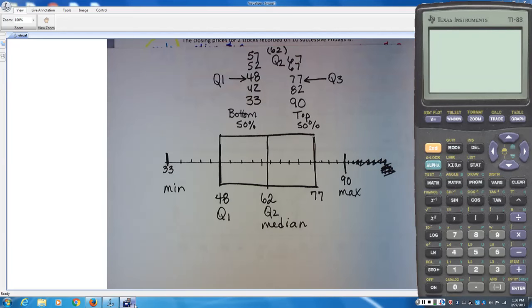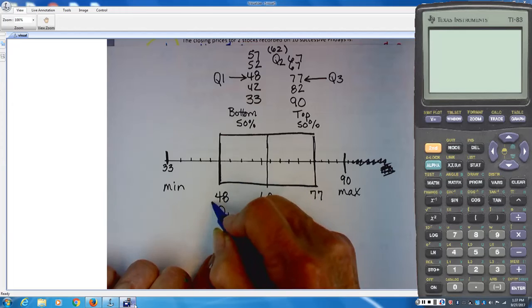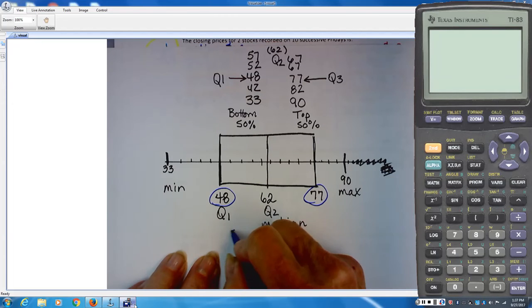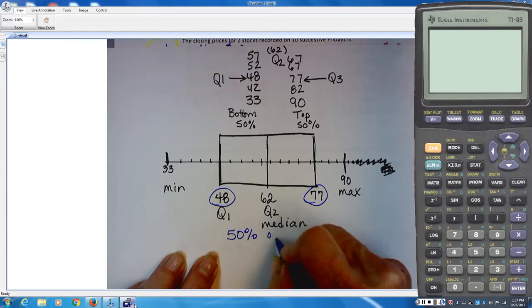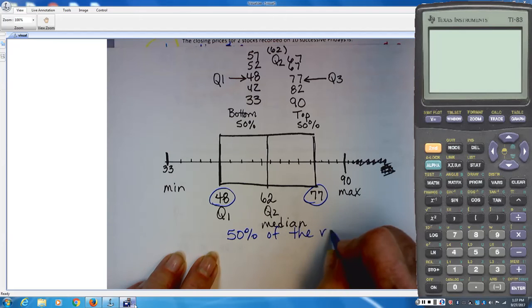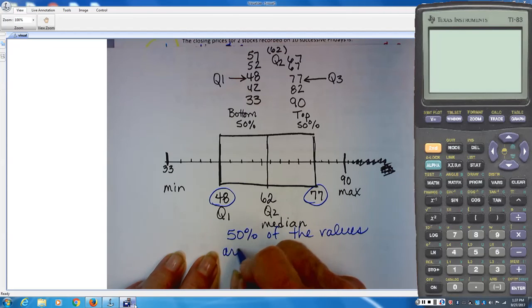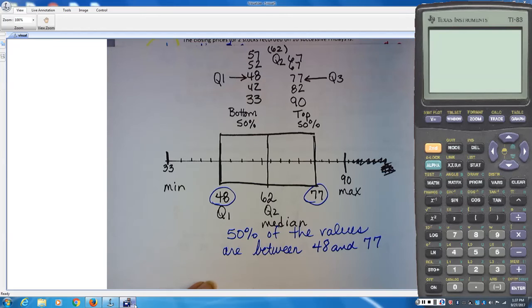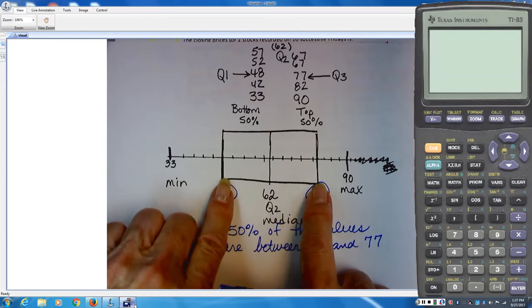So that's a box plot. Okay? Now the things that you probably want to take away from this. Some things we can say. 50% of the values are between 48 and 77 because this is 50% of your data.